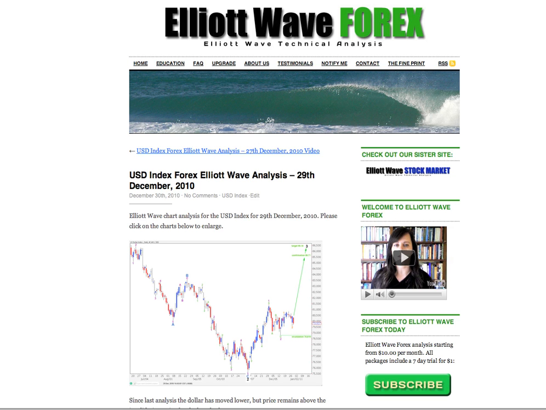However, if the wave count is invalidated, then it means that second wave correction could yet move quite a lot deeper. That's all for me with your US dollar index analysis.